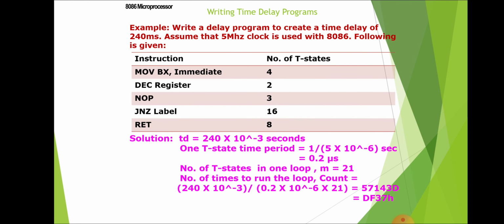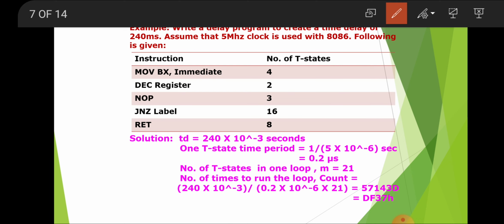So here is another example. Write a delay program to create a time delay of 240 millisecond. Assume that a 5 megahertz clock is used with the 8086. The same instructions are there: the immediate value is given to BX, then decrementing that BX register, using the NOP instruction, and JNZ label. If the result is not 0, keep jumping to the label, and then return.